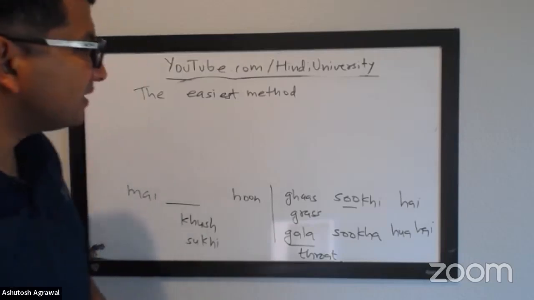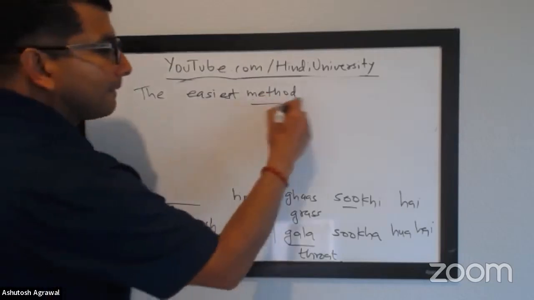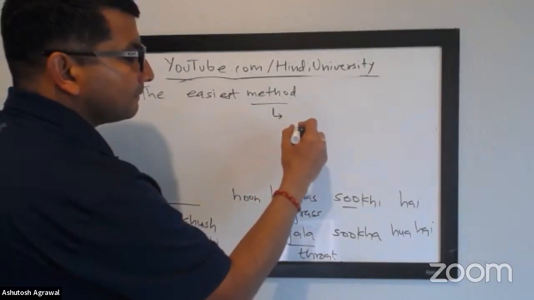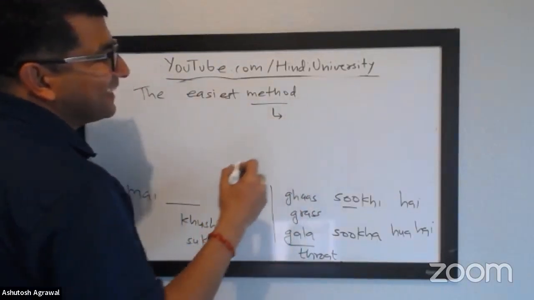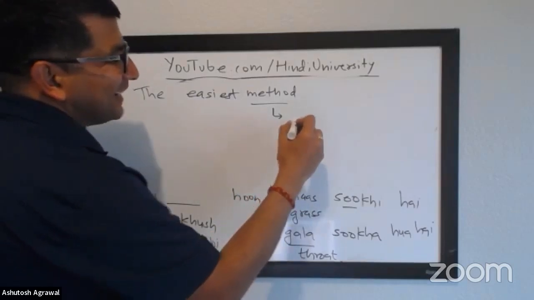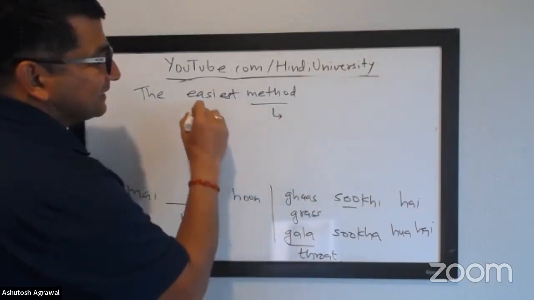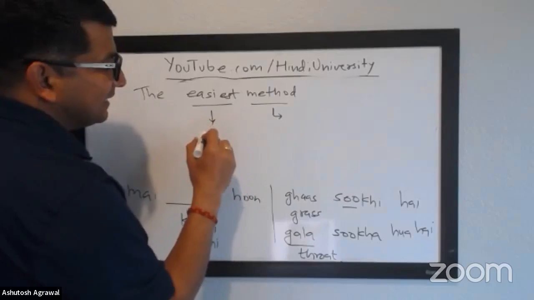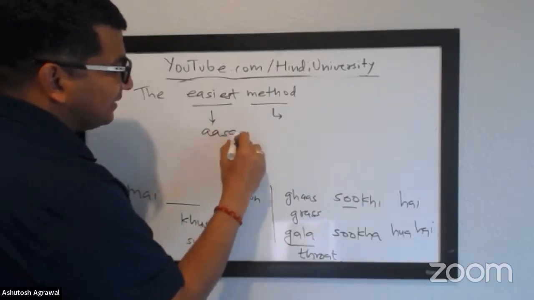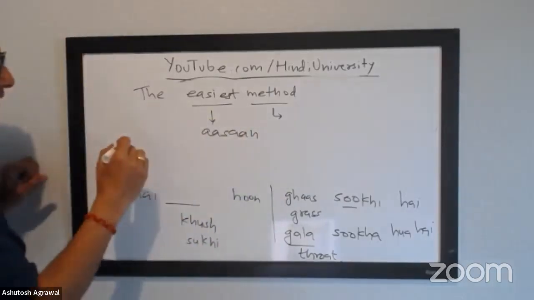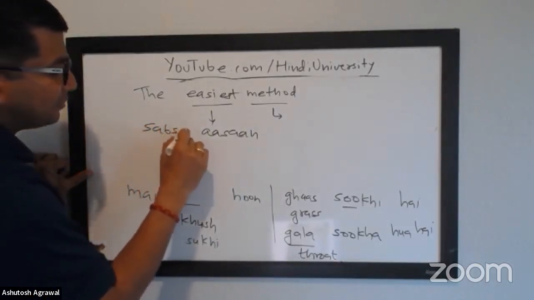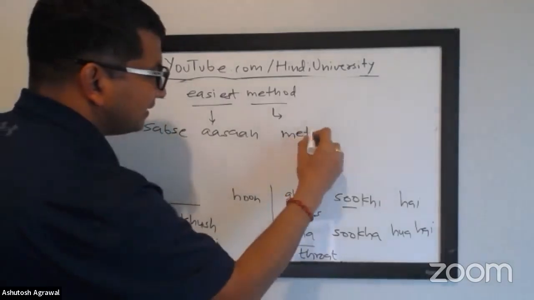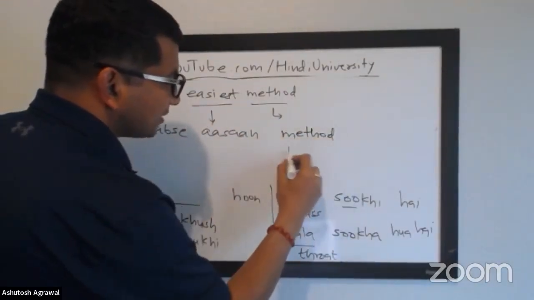What is method? I've got no idea how to say method. I'm sorry. Method. What is easy? Asan. Very good, asan. And the easiest would be? Sabse asan. Very good. So either you can say the sabse asan method, or you can say sabse asan tarika.